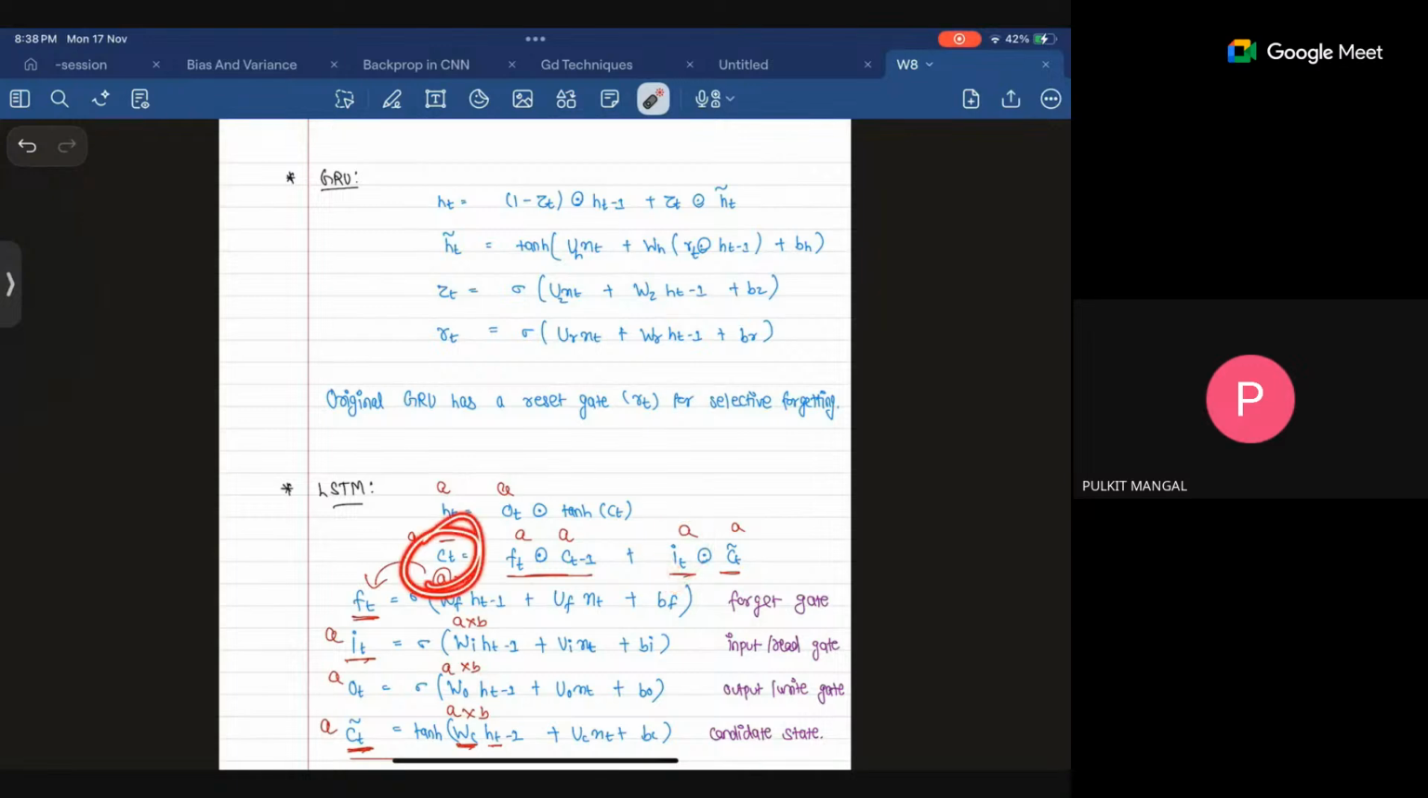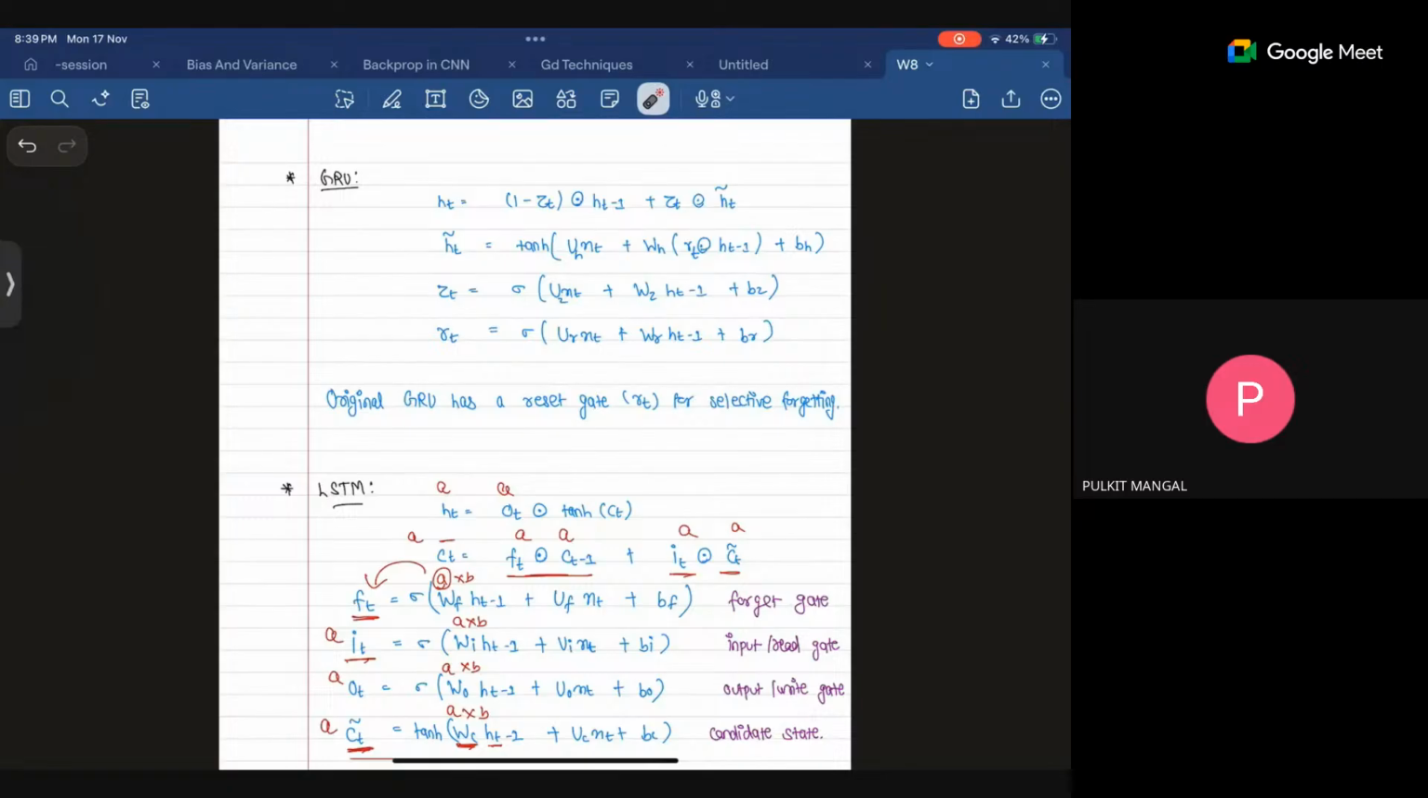For that, you are going to get the candidate state, and that candidate state is multiplied with the output gate to create the next hidden state. While for GRU, you are just going to directly feed this partially done state representation to create the next hidden state. It's just that for creating the partially hidden state, you are going to use this RT gate here.